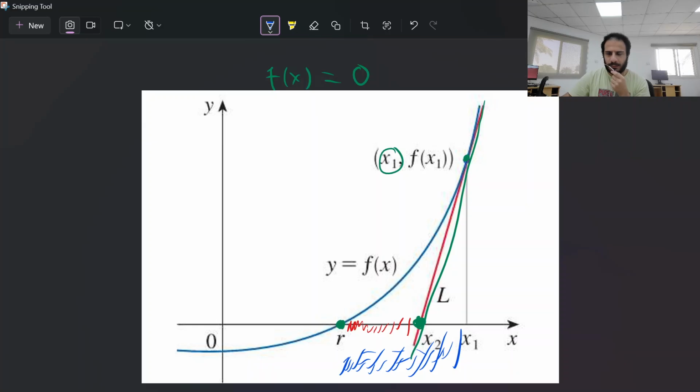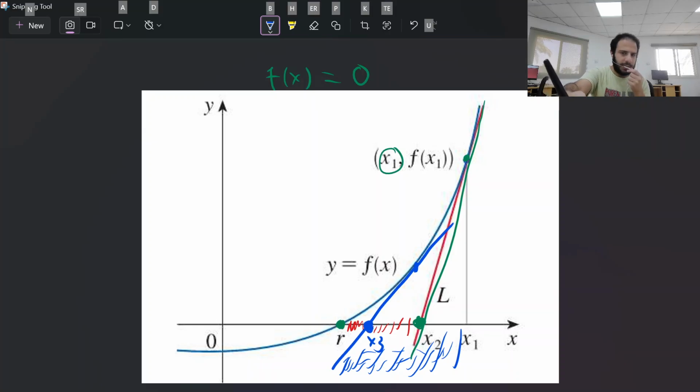x2, right? So the idea here is that when you use the tangent line of x1, you get closer to the solution r. Now if you use it again at x2, find the tangent line for x2, you get x3. Is it closer? Yes, it is. So again, use the same idea. You will get very close to the solution. So this method is very easy, right?